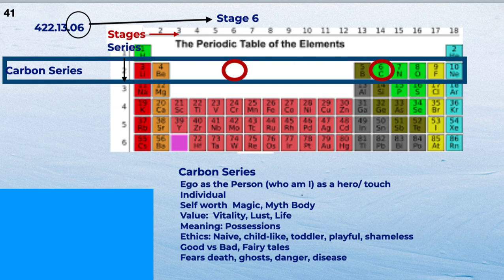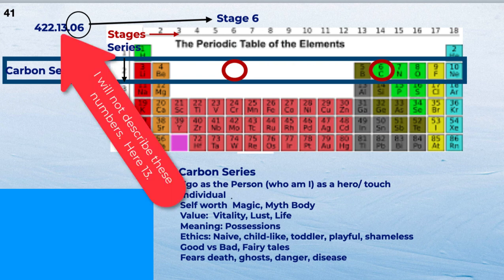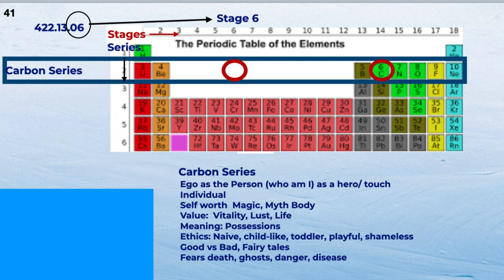So the carbon series is about ego as a person. Who am I? I'm the hero. I'm going to do this impossible task. I'm very sensitive to touch. I'm an individual. My self-worth has something to do with magic and the myth of a body and lots of imagination. They're full of vitality and life. Their possessions are very important to them because they're just starting out in life. What little they have is very important. They're naive and childlike, like a toddler. They're playful. Sometimes they're shameless, like a child. They just have no sense of shame.